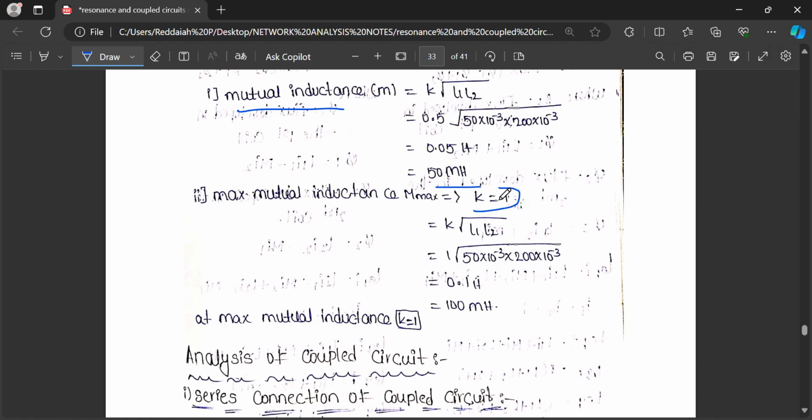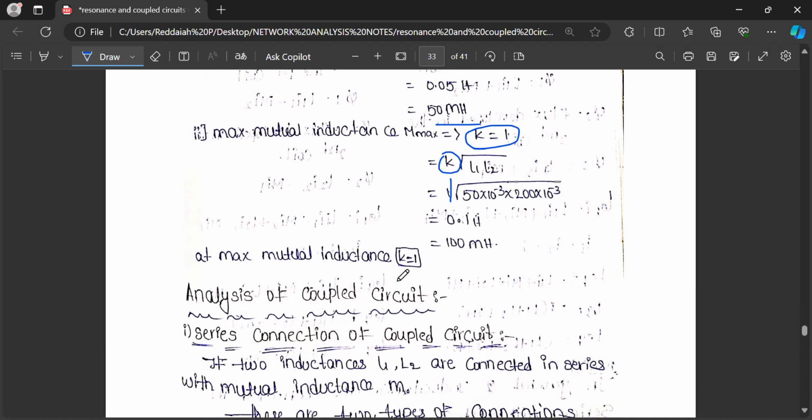Maximum mutual inductance is for K equal to 1. We have to substitute K equal to 1. Maximum mutual inductance will be 1 into square root of L1 L2. Maximum mutual inductance is 100 millihenries. At maximum mutual inductance, K equal to 1. That we have to remember.